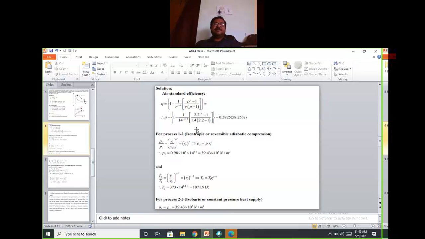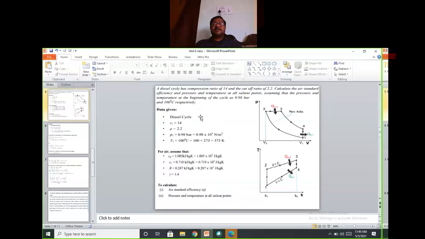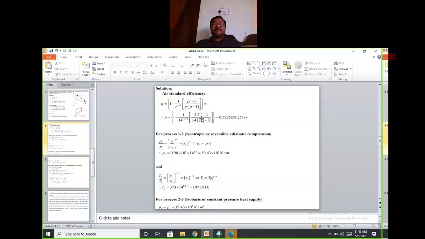For the process 1 to 2, P2 by P1 is (V1 by V2) raised to the power of gamma, which is r_c to the power of gamma. So P2 is P1 into r_c to the power of gamma. You substitute all the things: P1 is 0.98 into 10 to the power of 5, r_c is 14, gamma 1.4, and you get P2. T2 is the same thing. After this, 2 to 3 is the isobaric, I'm sorry, constant pressure heat supply process. P3 is equal to P2.